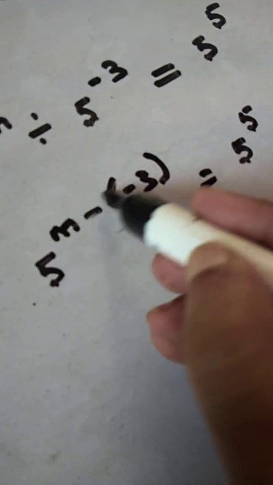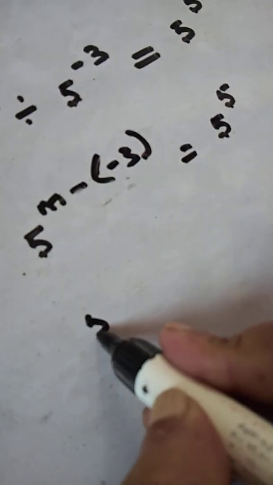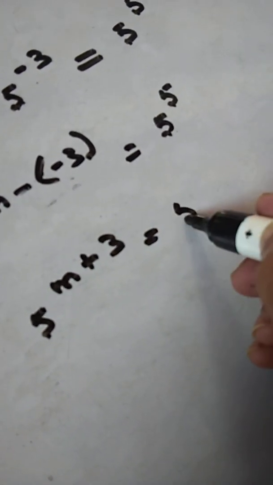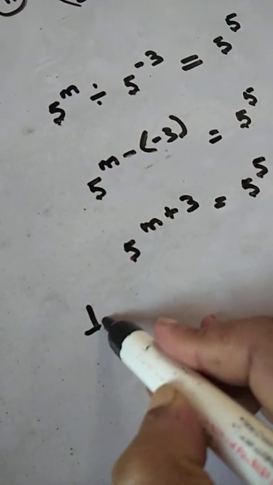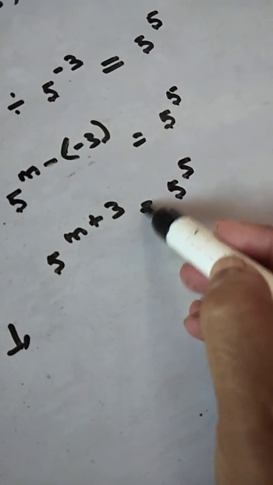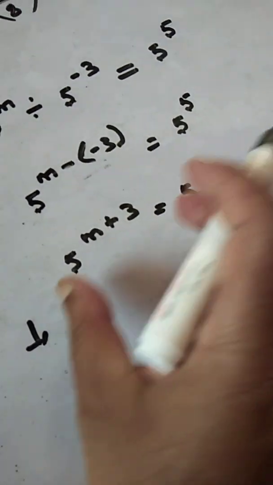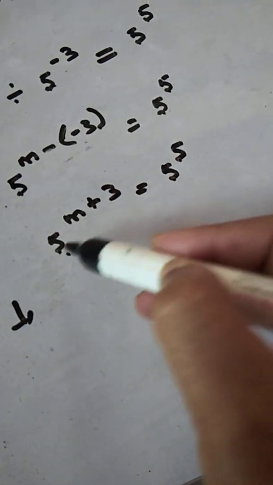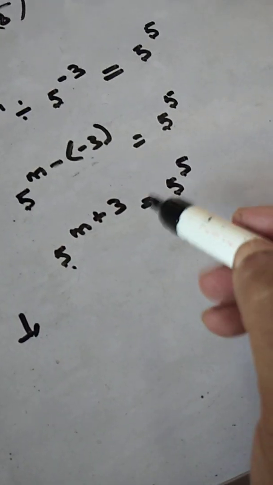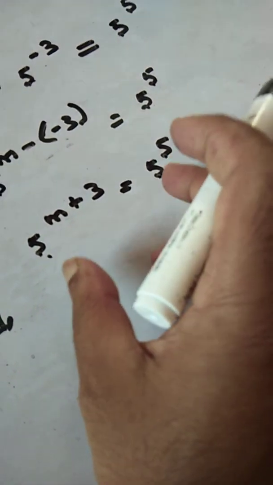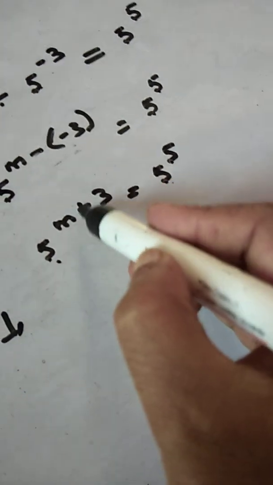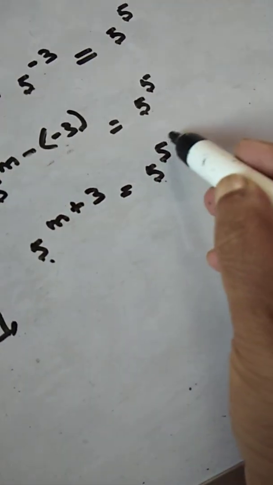Okay, now minus minus is what? Minus minus will become plus. Exactly. So 5 to the power m plus 3 is equal to 5 to the power 5. Now this is very important. From here, as there is an equal to sign, it is an equation. When you see that on both sides of the equation the bases are the same, in this case we'll compare the powers.